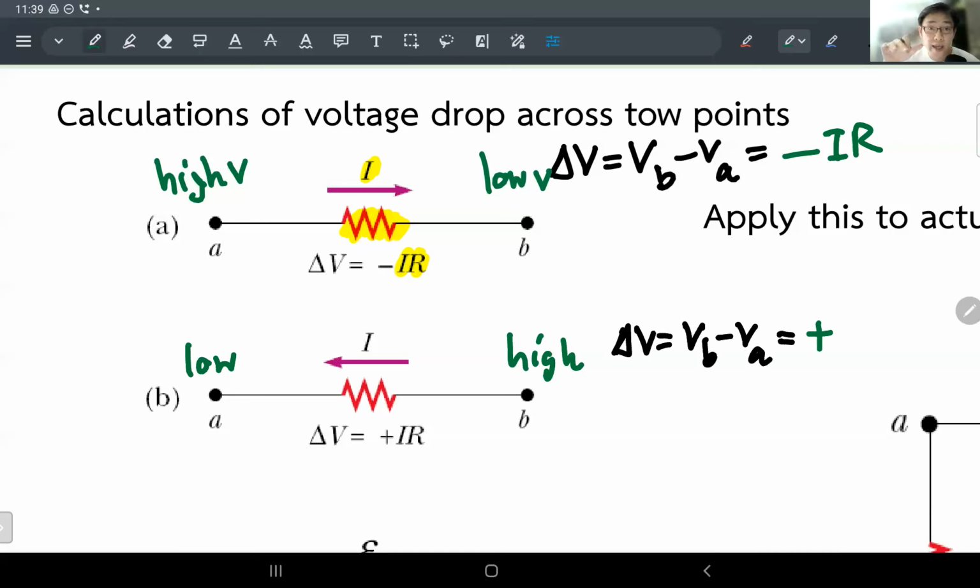So you are walking uphill. Make sense? B is higher than A. So you are walking uphill, so that means at the end, you are standing at a higher potential. How much? IR again. Okay. Easy. This is easy, right?